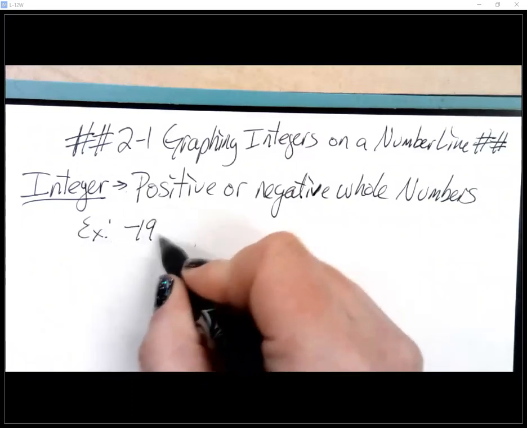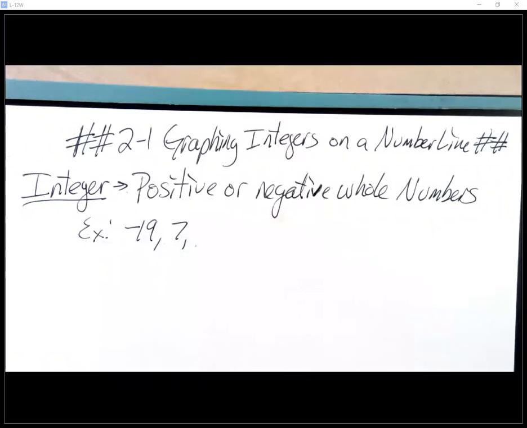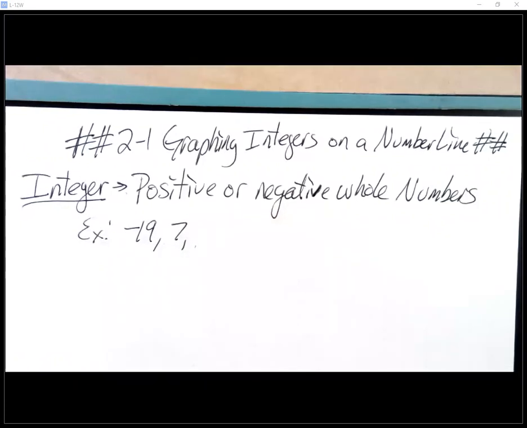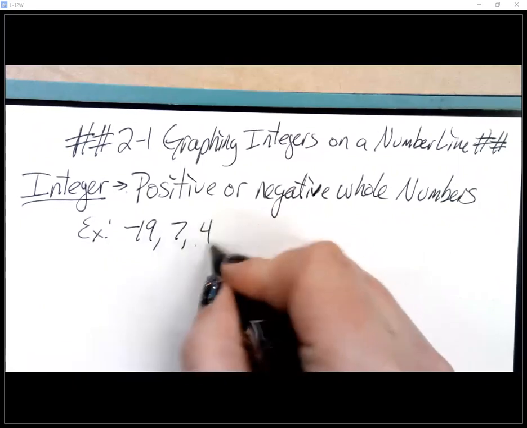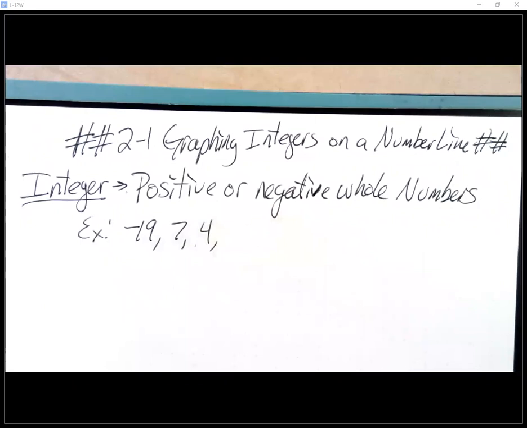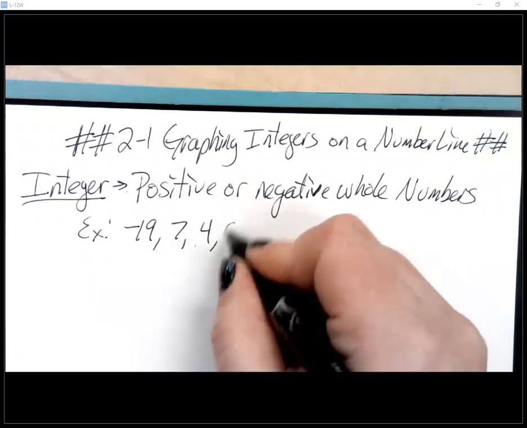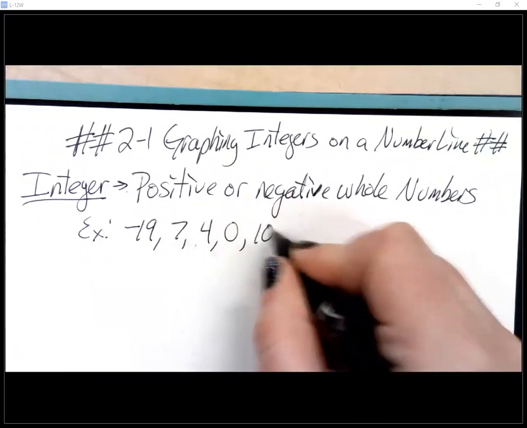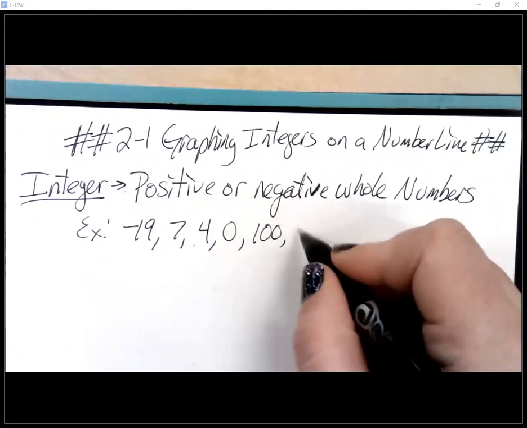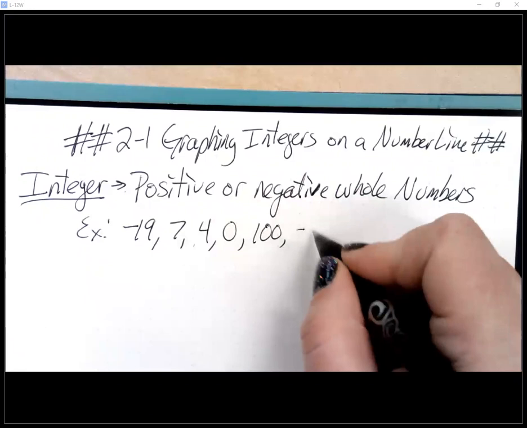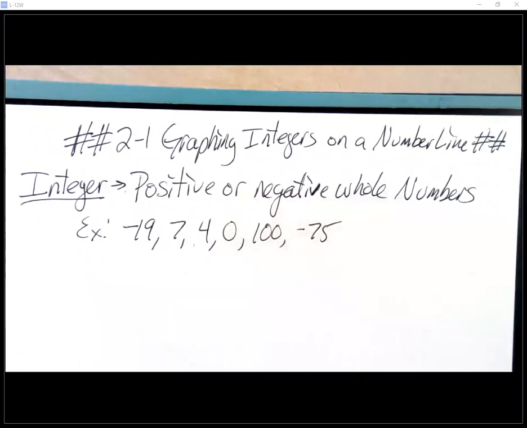You could have 7. What about 0? Does 0 count or no? 0 is not positive or negative, but 0 would work. The thing is that 0 is a whole number. So all the whole numbers are included as well as their negatives. It just so happens that 0 doesn't have a negative, but it still counts as an integer. You can have big numbers, 100. You could have negative 75. I mean, you could go on and on and on, literally forever.